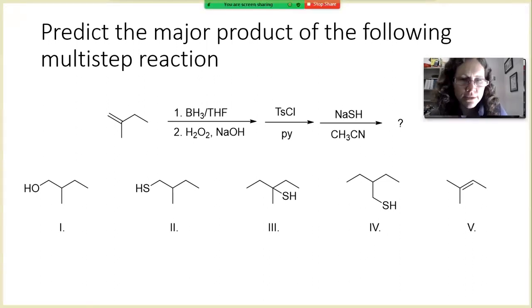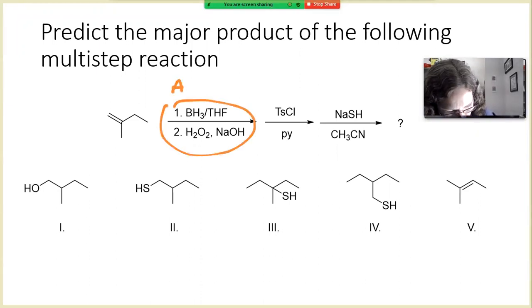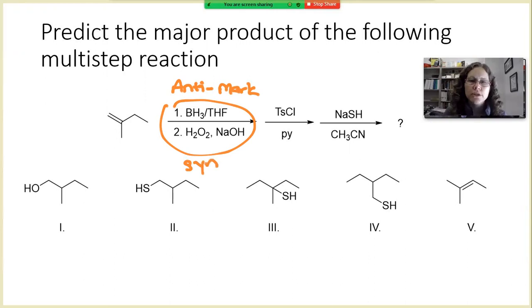So for the first reaction, we have hydroboration oxidation. So this is going to have anti-Markovnikov regiochemistry and syn addition. So that's the regiochemistry, anti-Markovnikov, and the stereochemistry, which is syn. So anti-Markovnikov means we're going to add to the less substituted side of the alkene. And in this reaction, we add a hydrogen and an OH group across the pi bond.